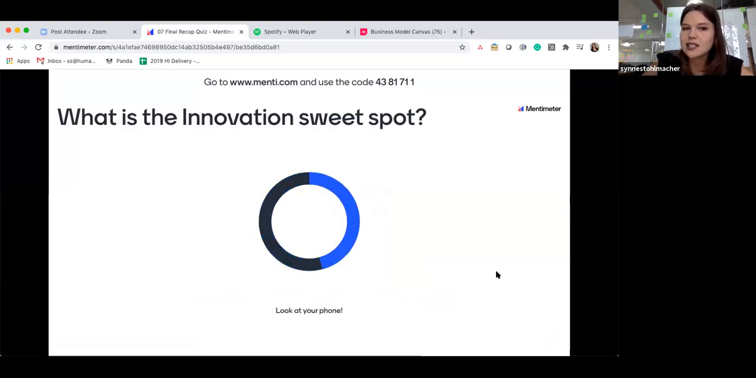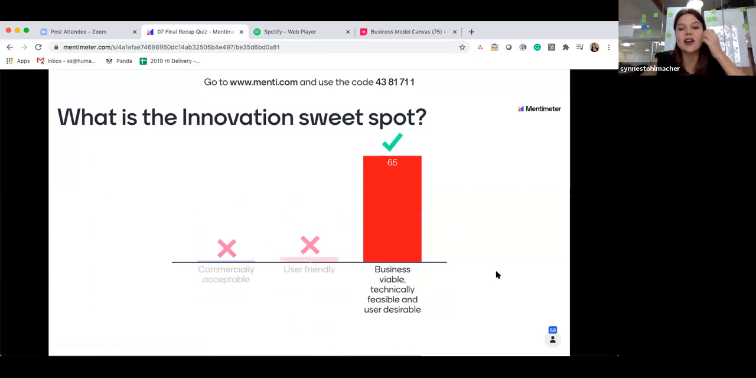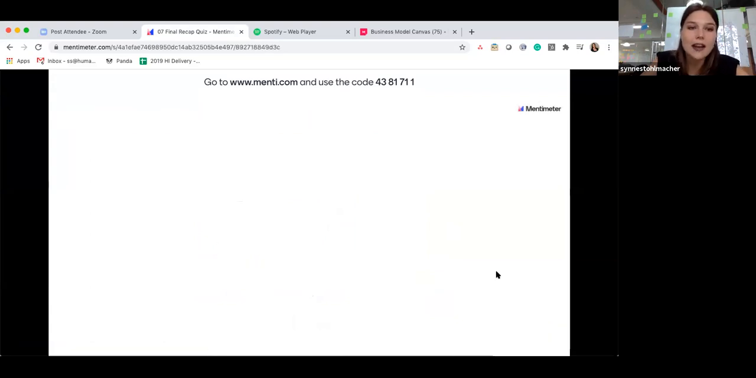All right, second to last question. What is the innovation sweet spot? I've already quizzed you on this one earlier, so you should get it. Is it commercially acceptable, user-friendly, business viable, technically feasible, or user desirable? Everyone should get this right. Very nice. So it is business viable, technically feasible, and user desirable.